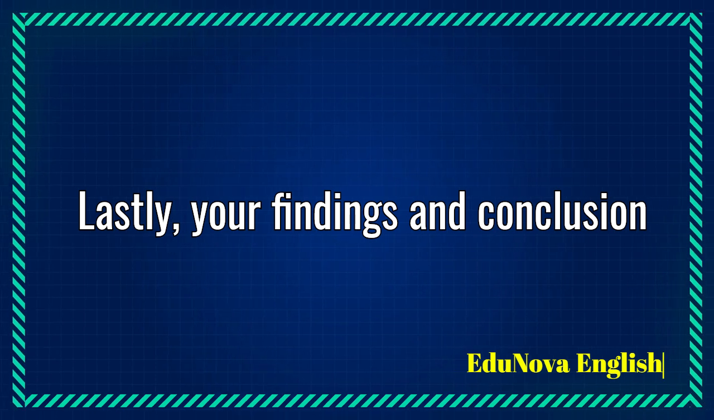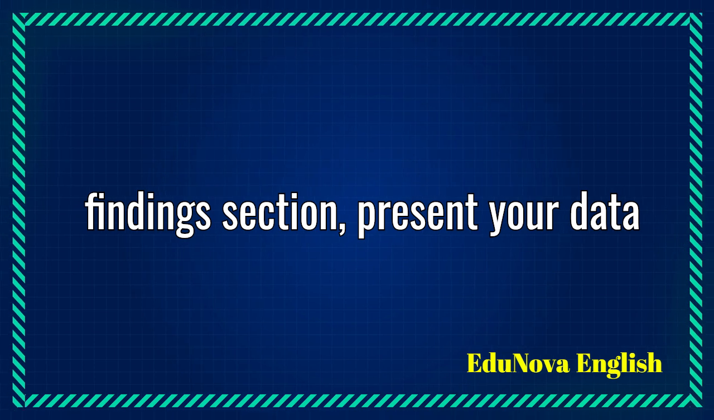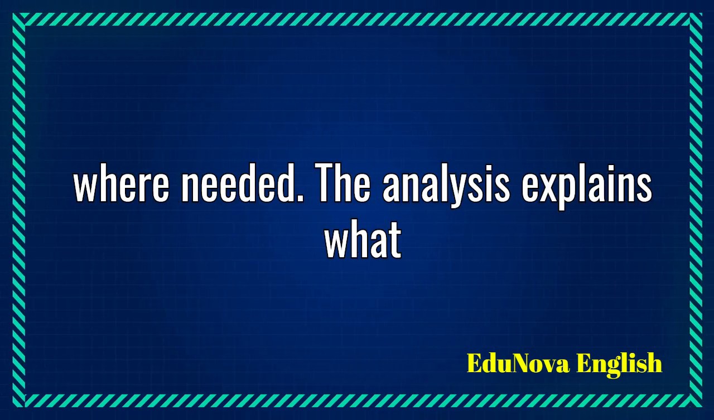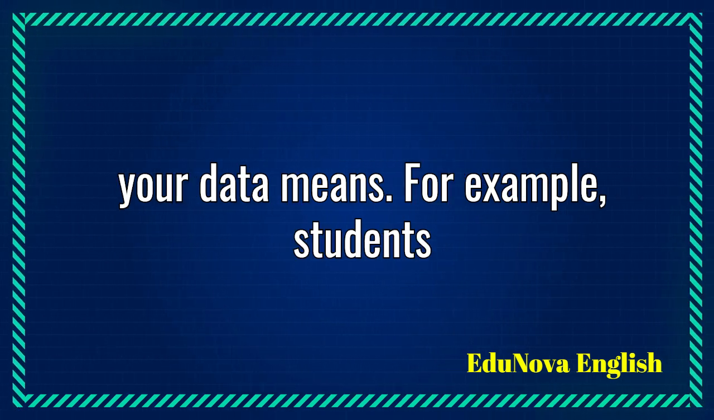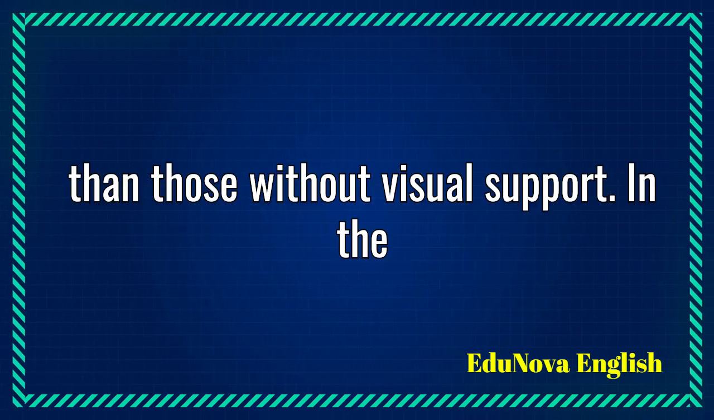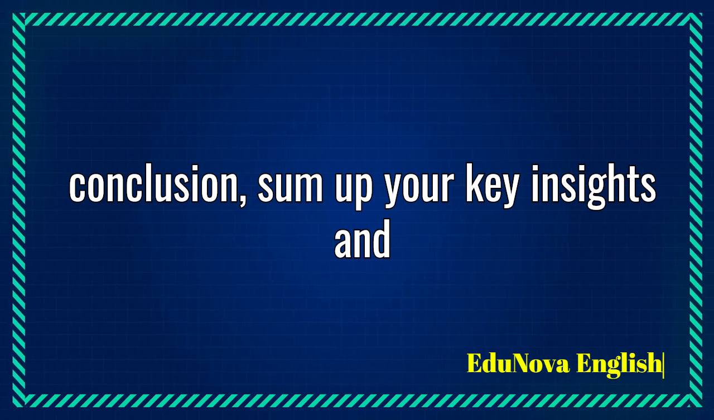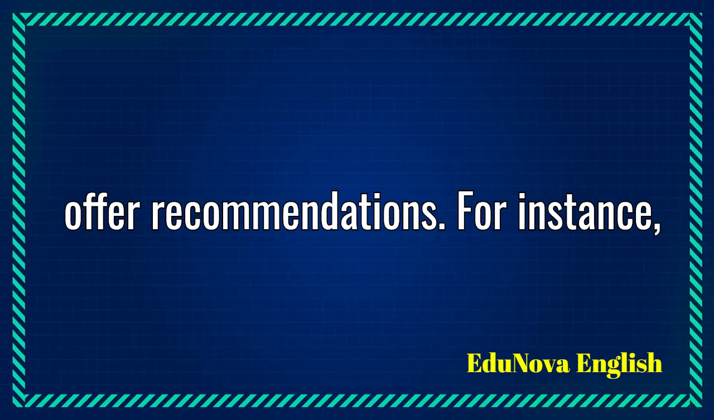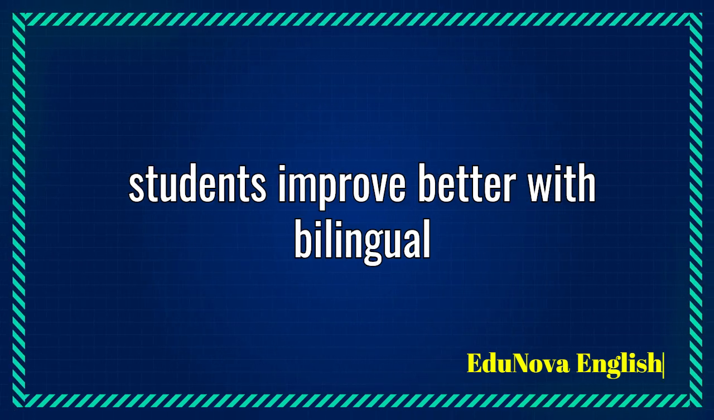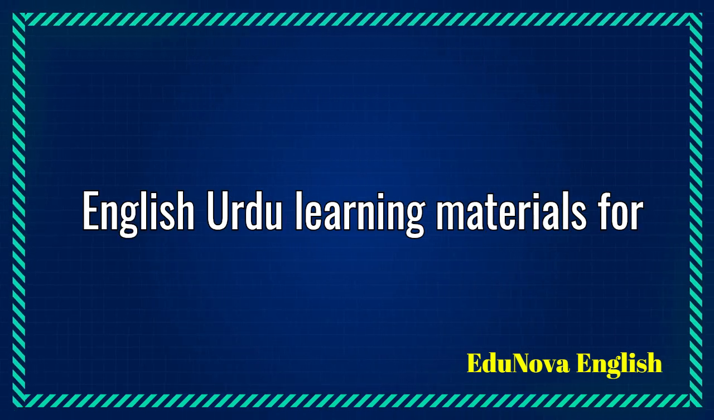Lastly, your findings and conclusion present what you discovered. In the findings section, present your data clearly, using tables, graphs, or charts where needed. The analysis explains what your data means. For example, students using visual aids performed 20% better than those without visual support. In the conclusion, sum up your key insights and offer recommendations. For instance, if your research shows that Urdu medium students improve better with bilingual resources, you might suggest developing English-Urdu learning materials for schools.